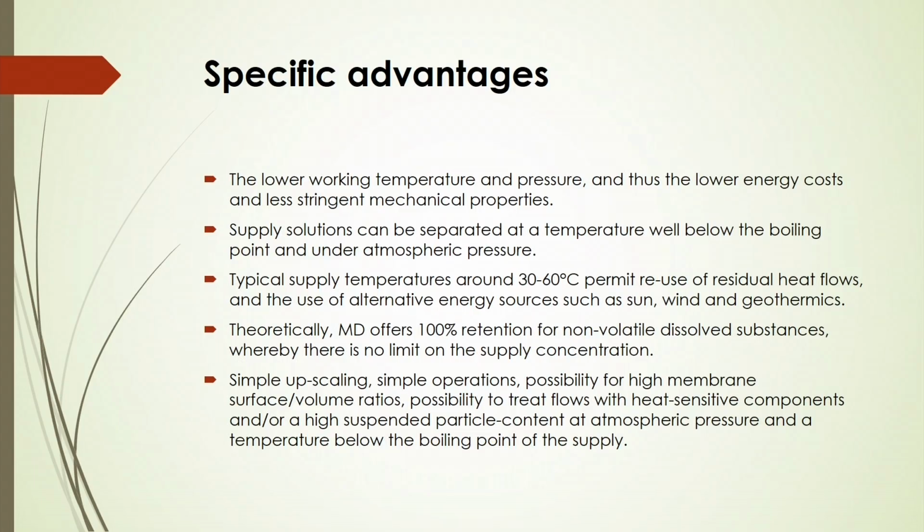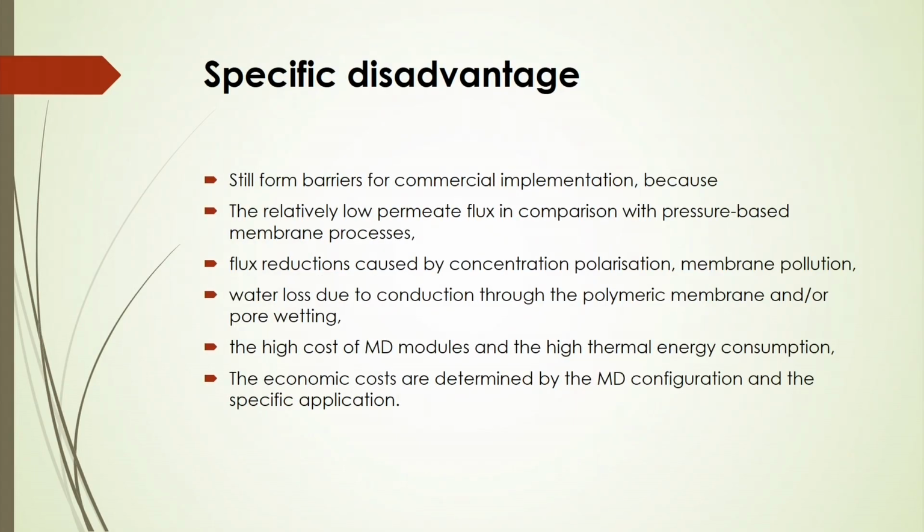And typically a supply temperature around 30 to 60 degrees centigrade will permit reuse of residual heat flows, and also the use of alternative energy sources such as sun, wind and geothermal energy. And the supply solution can be separated at a temperature well below the boiling point and under atmospheric pressure. So, these are the several specific advantages that you can get from this membrane distillation treatment.